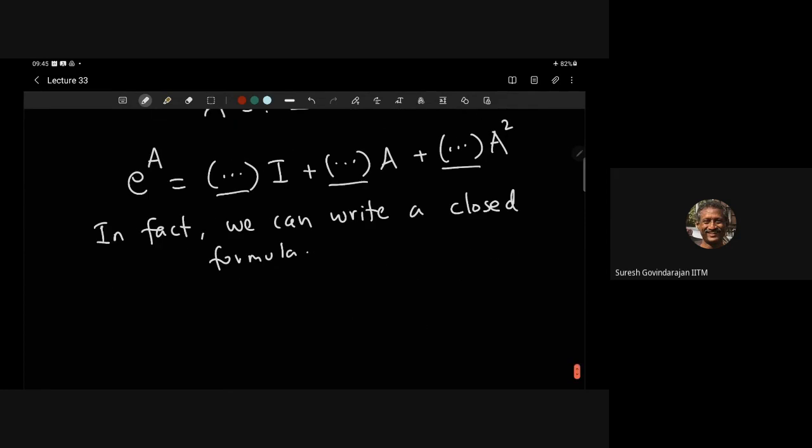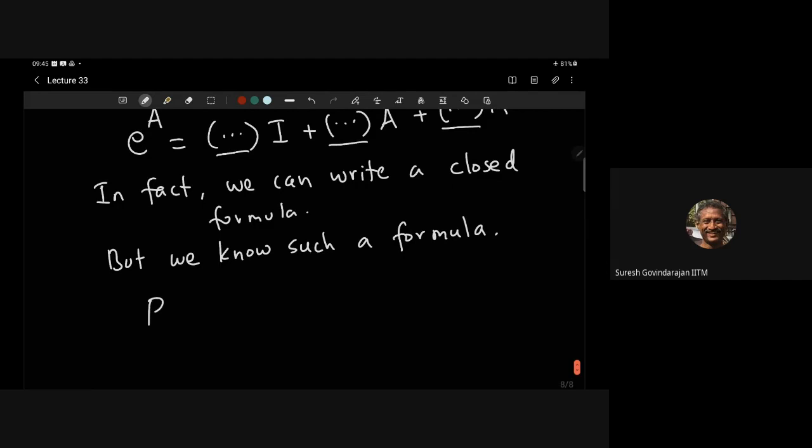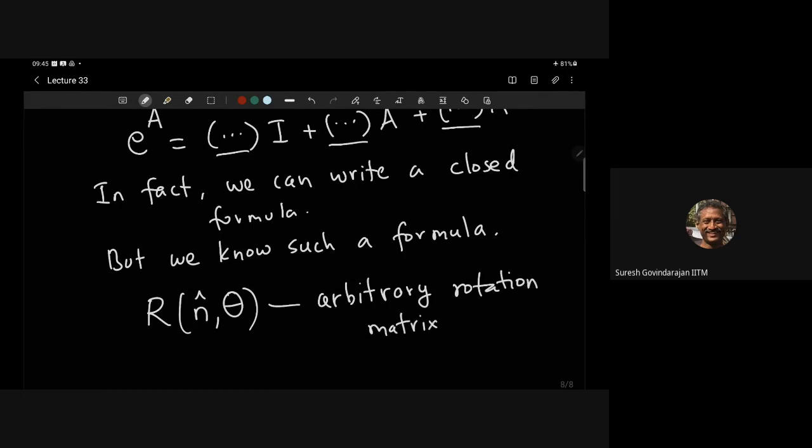Okay, but we know that this is supposed to be a rotation matrix, and we know a formula for this, right? This is the arbitrary rotation matrix, right? Okay, so now let me just start.